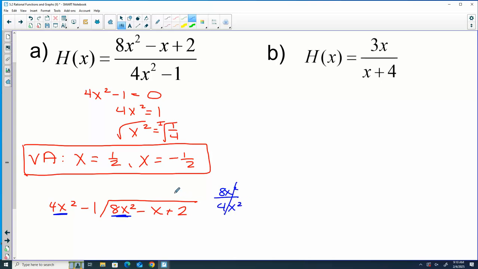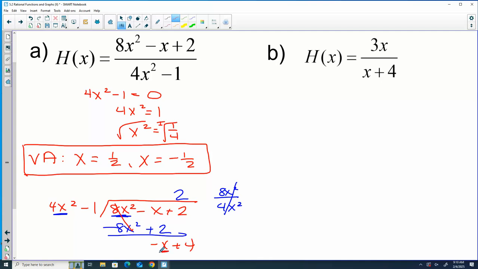It's 2. Okay. From here, you can continue your division. Now you would multiply and get 8x squared minus 2. And we always have to change our signs. Those cancel and we would have a negative x plus 4.